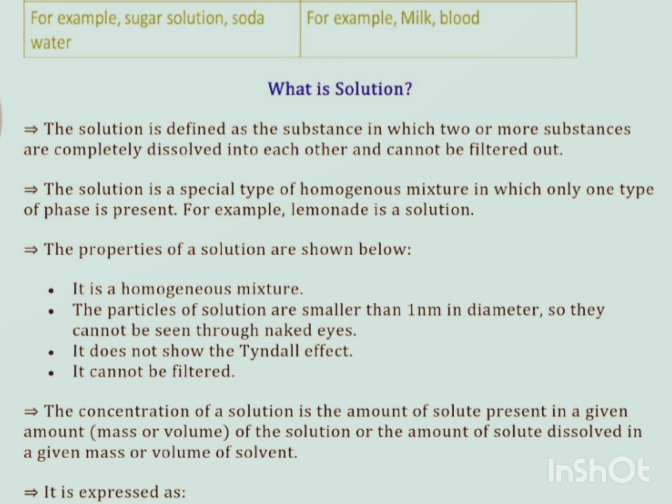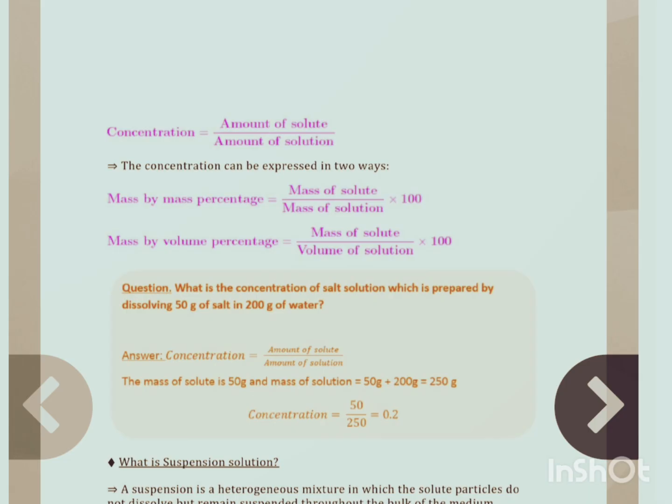Okay, that is called the concentration of a solution, and it is expressed as: concentration of a solution equals amount of solute divided by amount of solution. Concentration can be expressed in two ways, that is mass by mass percentage or mass by volume percentage. What is mass percentage? Mass percentage is nothing but the mass of solute divided by mass of solution into 100. Volume percentage is equal to mass of solute divided by volume of solution into 100.